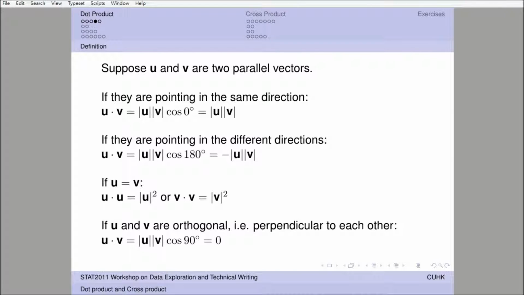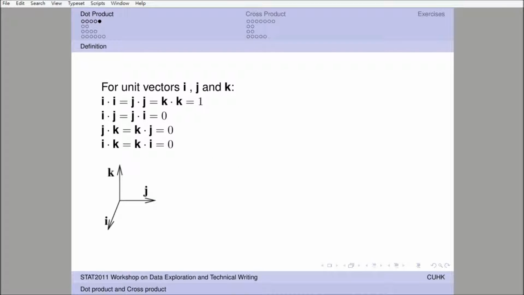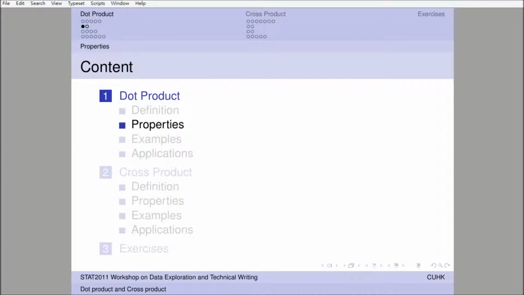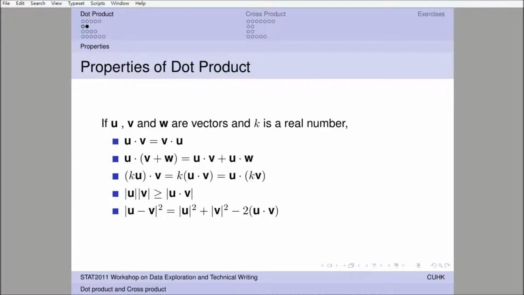If they are orthogonal, that is perpendicular to each other, their dot product must be 0. For unit vectors i, j, and k, dot product of itself equals to 1, while that of any pairs equals to 0 because they are perpendicular to each other. Here are several properties of dot products. Note that u, v, and w are any vectors, and k is a real number.